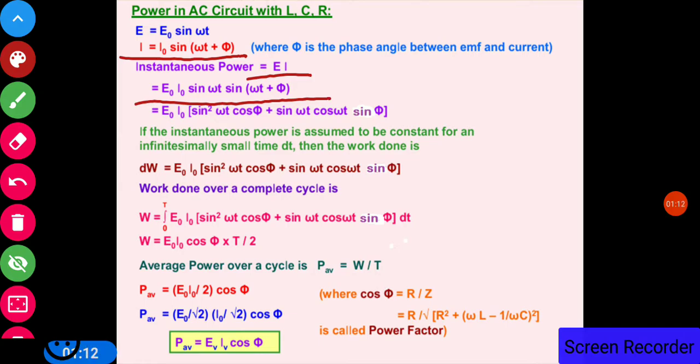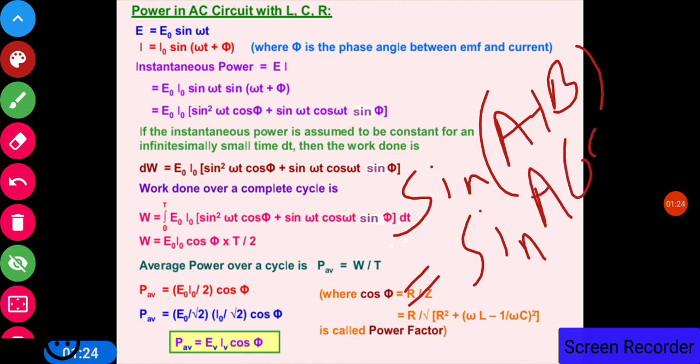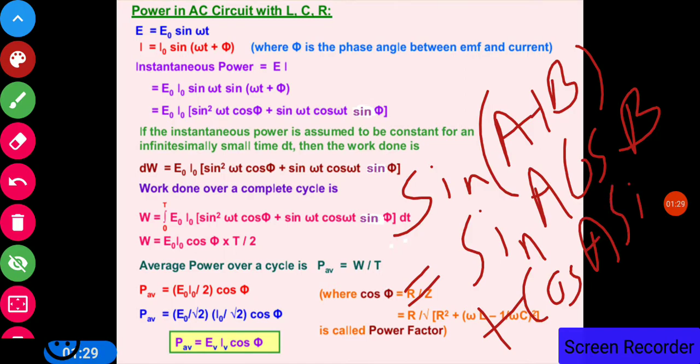Now in mathematics you have studied that sin(A plus B) is equal to sin A cos B plus cos A sin B. So let us use this expression here in the expansion of sin(omega t plus phi). So this expression reduces to sin square omega t cos phi plus sin omega t cos omega t sin phi.